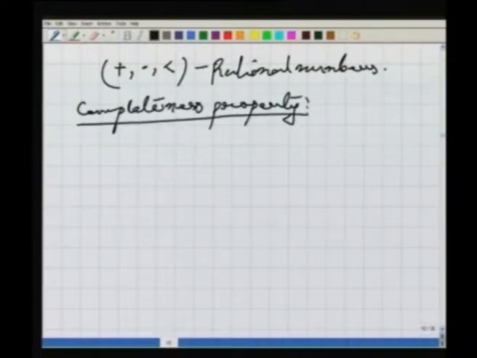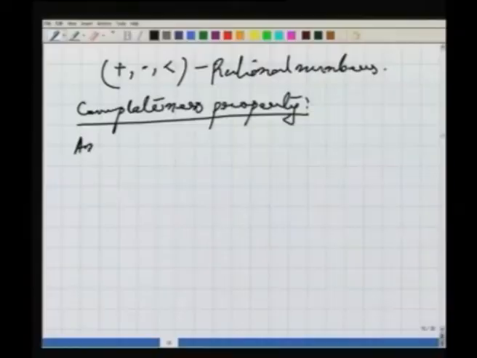Well, what is the completeness property? Notice that we have not really constructed the set of real numbers. We have just assumed that some such thing exists. If that is the case, I cannot really deduce what the completeness property is. So, I would like to throw it in as an axiom. That means you have to just assume it.